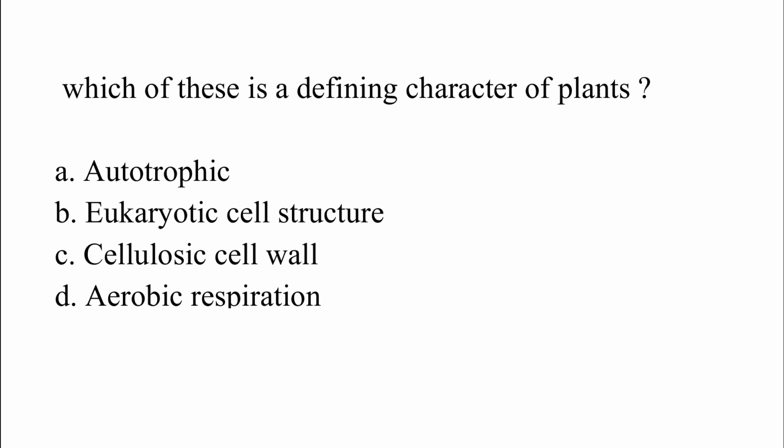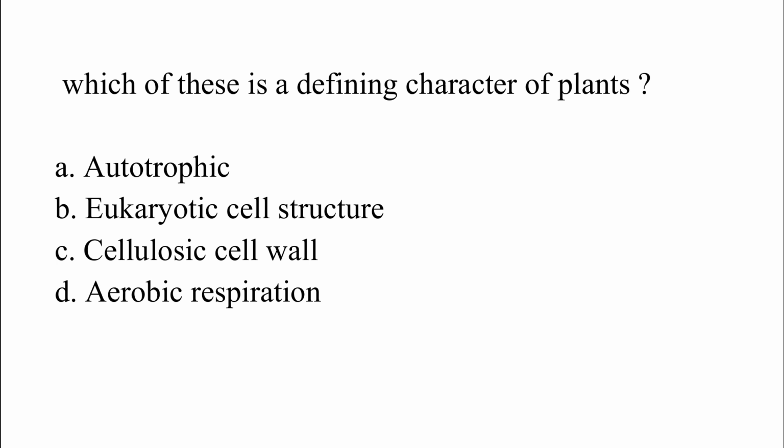Which of these is a defining character of plants? Option A, autotrophic, option B, eukaryotic cell structure, option C, cellulosic cell wall, option D, aerobic respiration. The correct answer is option C, cellulosic cell wall.